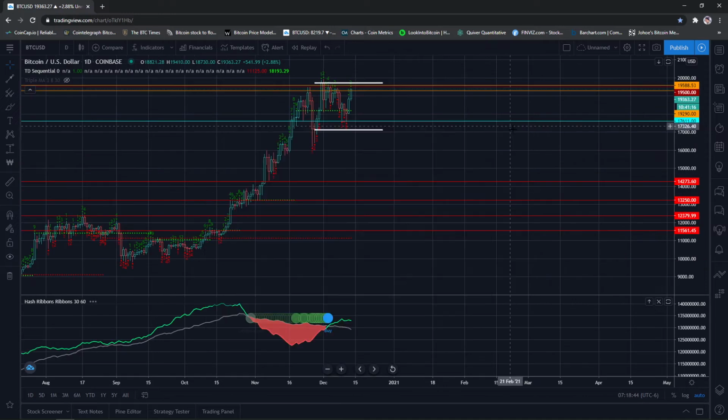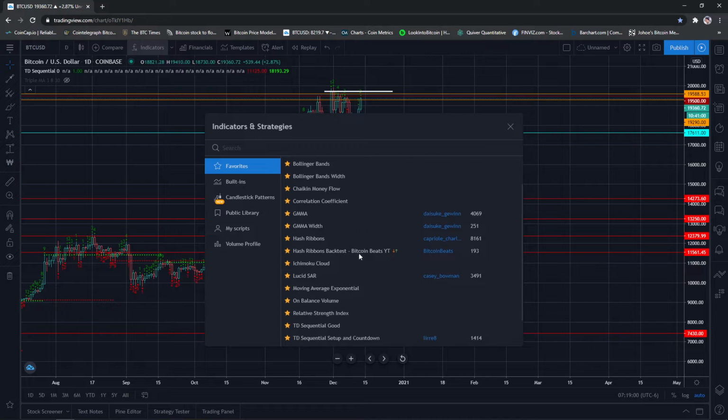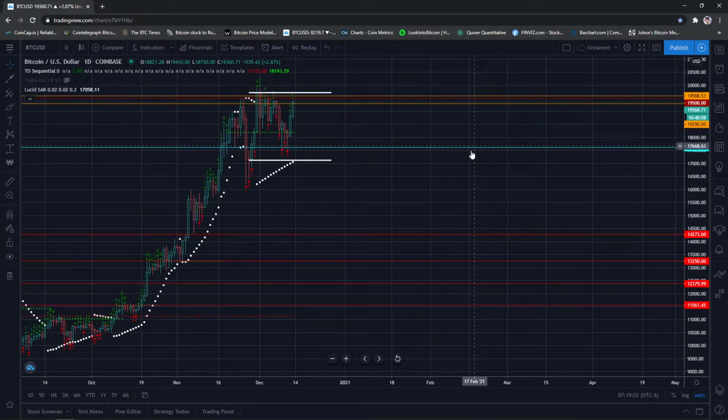Hash ribbons, that gave us a buy before, like I said, that's a good area. It would get you out at 20% drawdown, but that's only happened once. This has been a good indicator to buy and hold and then exit whenever other indicators are telling you towards a top area that it's time to get out.